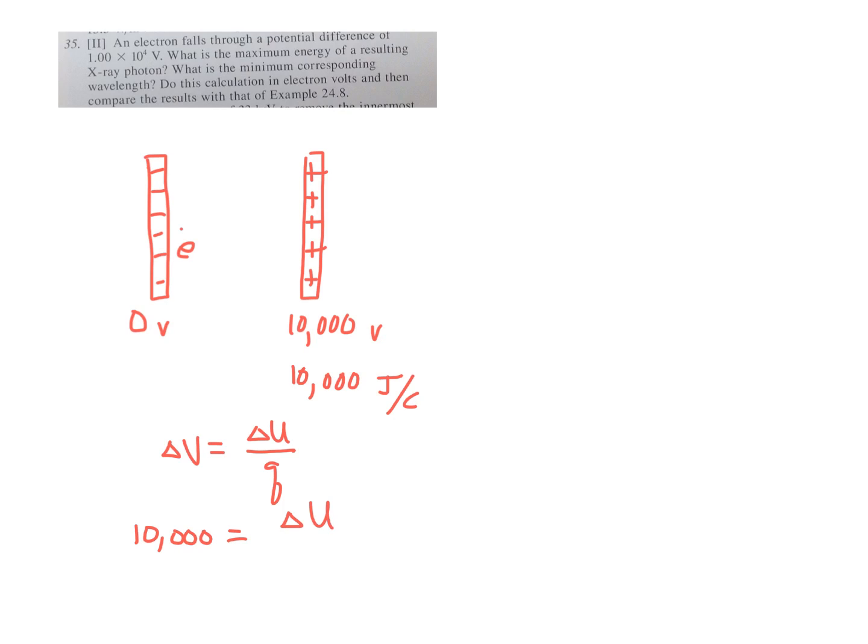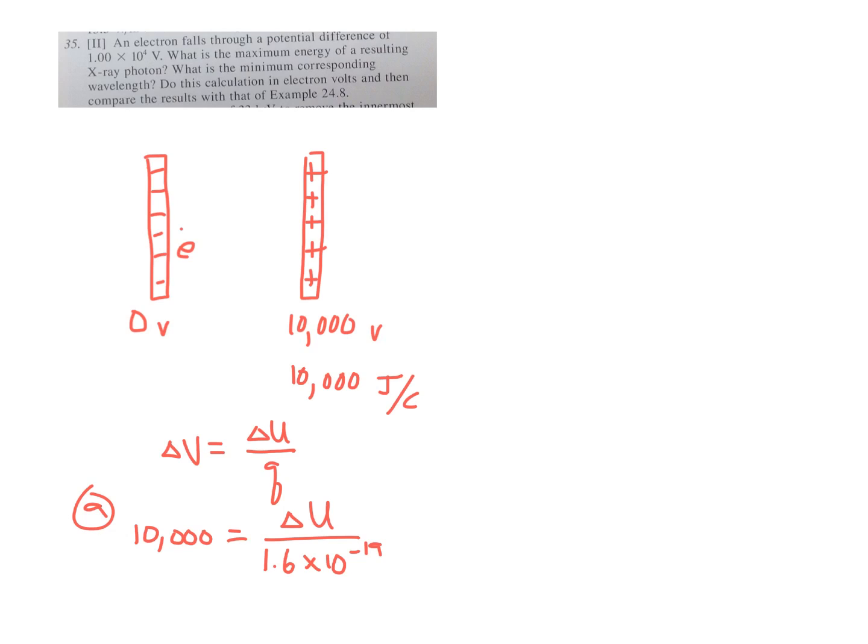But bottom line is we have delta V, 10,000 joules per coulomb, equals delta U over the charge of the electron, 1.6 times 10 to the negative 19th coulombs. So you can get delta U. That will come out in joules, and that would be the answer to part A. The maximum energy that an X-ray photon can gain is that particular energy.